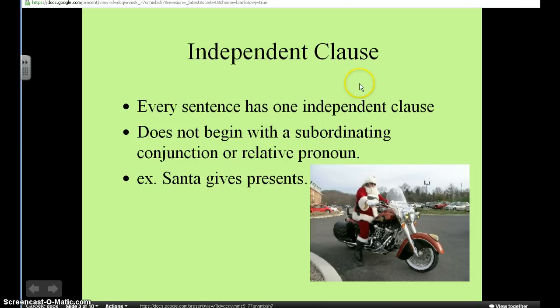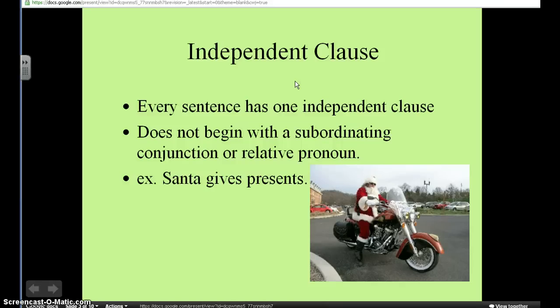Now, in determining whether it's independent or not, I do not want you to rely on that old rule, which is it can stand on its own. Lots of things can stand on their own that are not clauses, and they sound like they can because we speak in fragments very often. For example, when you ask your parents, "Why can't I go?" their answer is going to be, "Because I said so." And in their mind, that is a complete thought.